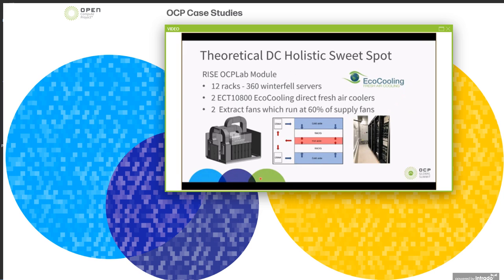So to find the holistic sweet spot for these servers, we applied the results from the server sweet spot analysis theoretically to a real data center. This is the RISE OCP lab module, which has 12 racks containing 360 Winterfell servers. The servers are cooled using EQUAL cooling direct fresh air evaporative coolers. Once again, I'll mention the talk coming up in the time slot after this, where this data center will be shown operating in a holistic cooling fashion.